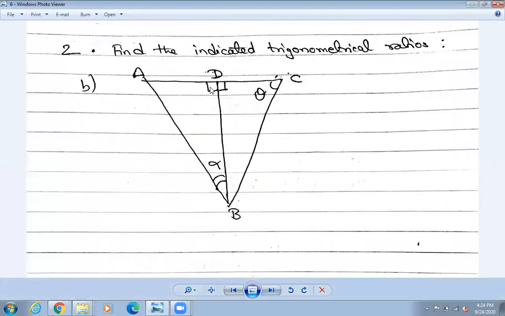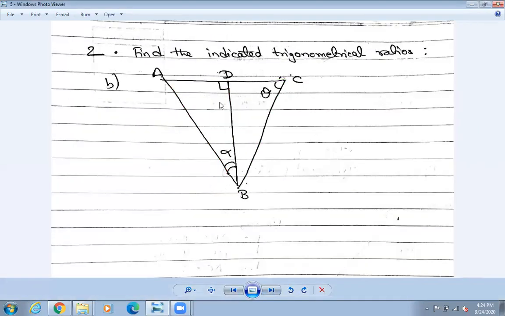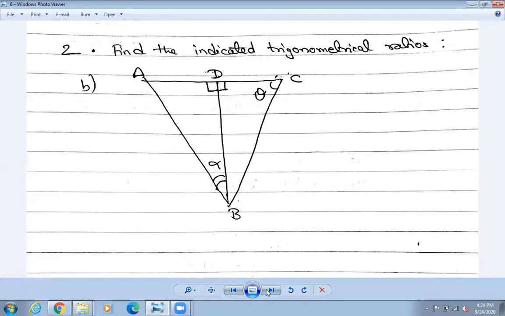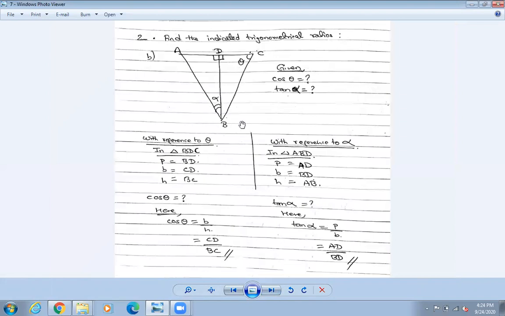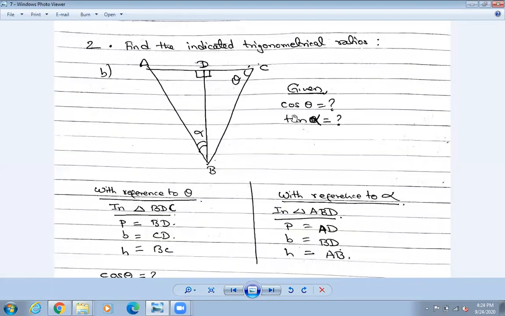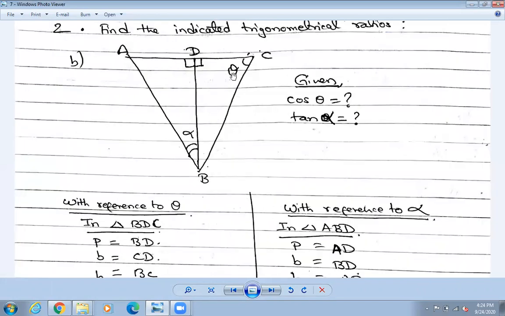So I've done like this. I've drawn, so it was 90 degrees present on this side only, so I've drawn it on the next side also. Look, I've drawn it on the next side also. So now, what is given in the question? What are we to find out? You are asked to find out cos theta. Where is theta? Here is theta.